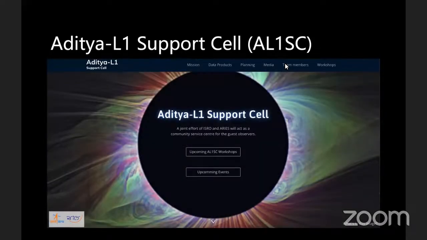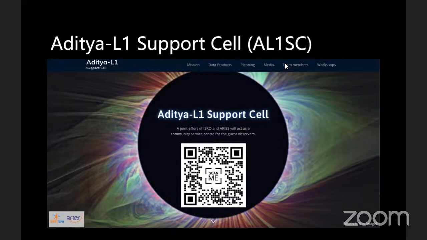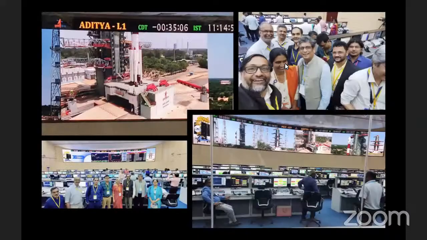For all these, we need lots of human resources. There is an Aditya support cell at ARIES. We do conduct workshops, and the next workshop is going to be in Kolkata between 6th and 8th of February at IAPR. So please convey this message to the students who are interested to learn more about the Aditya.